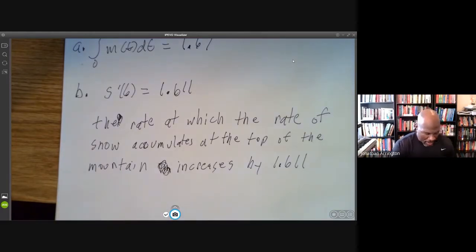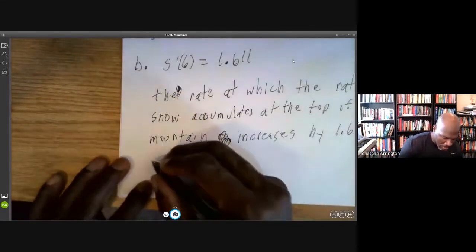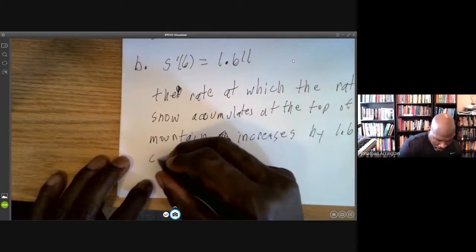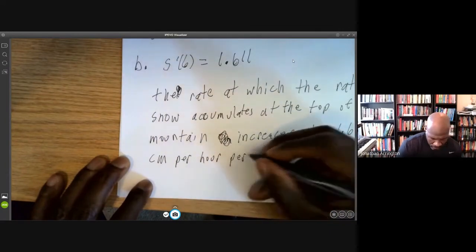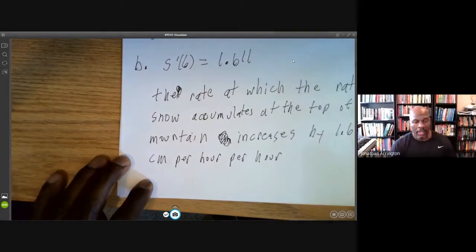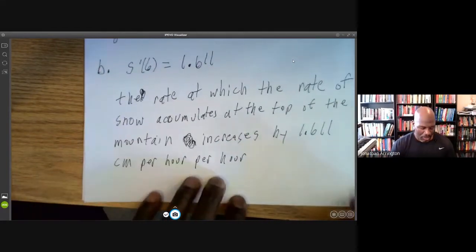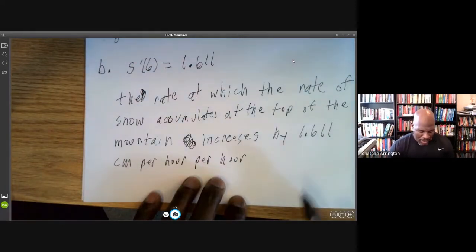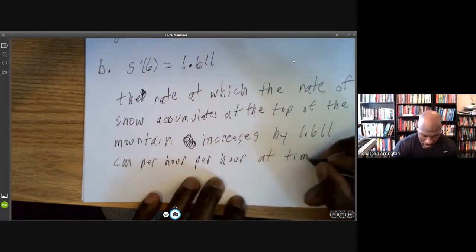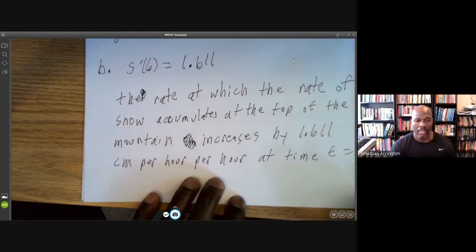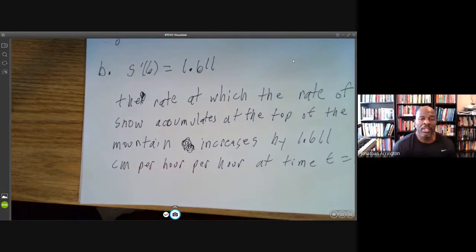So the rate at which the rate of snow accumulates at the top of the mountain increases by 1.611 centimeters per hour per hour. And then the last part you need, because the derivative is at a particular moment, this measurement represents something going on at a particular moment, and you want to say what that moment is. So at time t equals 6. That's an easy way to write up these types of explanations that should get you your full amount of points.